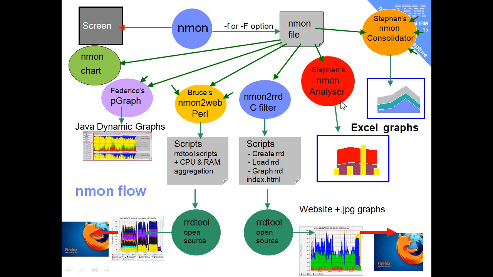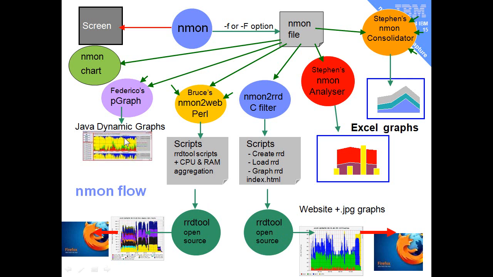We have the Nmon analyzer from Stephen Atkins. This is by far the most popular way of analyzing the Nmon data. He uses Microsoft Excel to actually generate the graphs in great detail. Some other tools like Nmon2web and Nmon2rrd transform the Nmon data and generate input scripts for the round-robin database tool. From that, we can generate GIF images that you can put onto a website and look at via your browser.